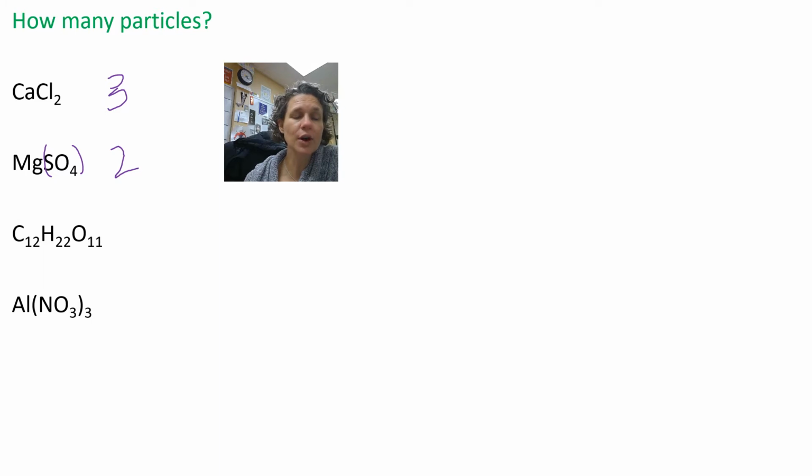You don't have metal and nonmetal, you just have a bunch of nonmetals in there. It doesn't break down at all. It would be one particle. And then the last one, aluminum nitrate. You have one Al and 3 nitrates. That will give you 4 ions. Okay, and like I said, the reason I need you to know that is coming.